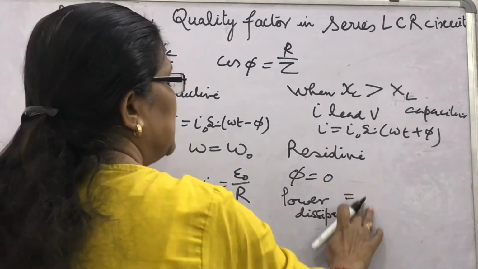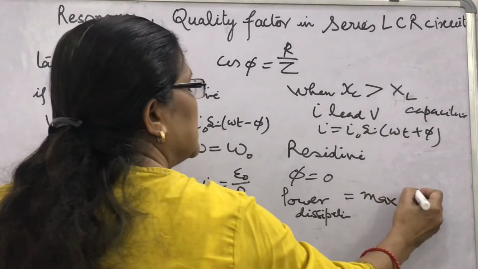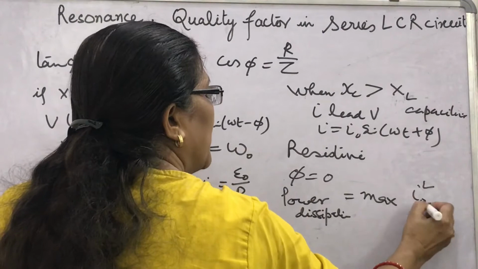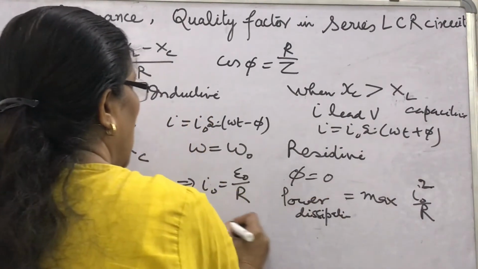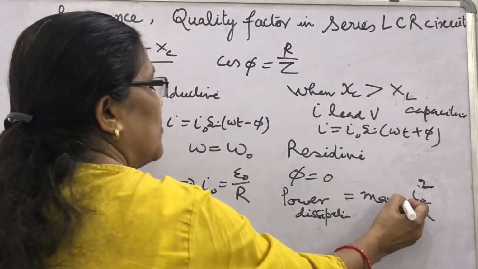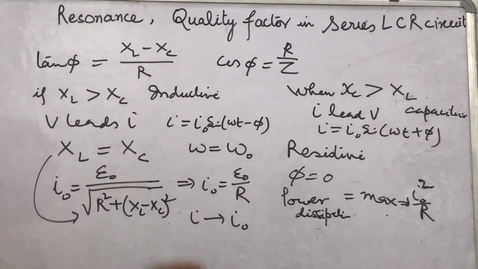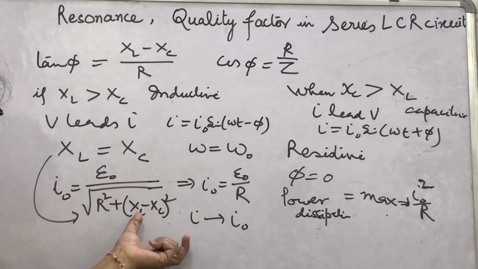So power dissipation becomes maximum. Why? Because you know power is I naught square upon R. So since I becomes I naught, that is maximum, so power becomes maximum. You can write in this way. We have read all these.